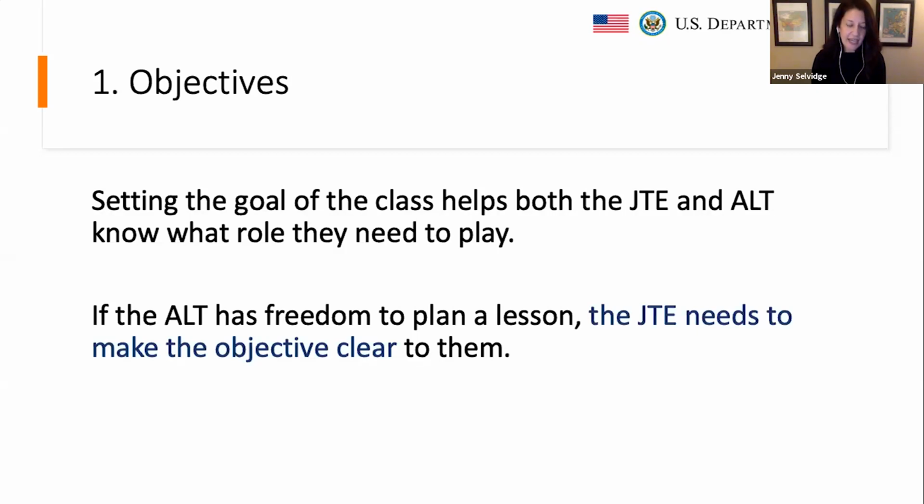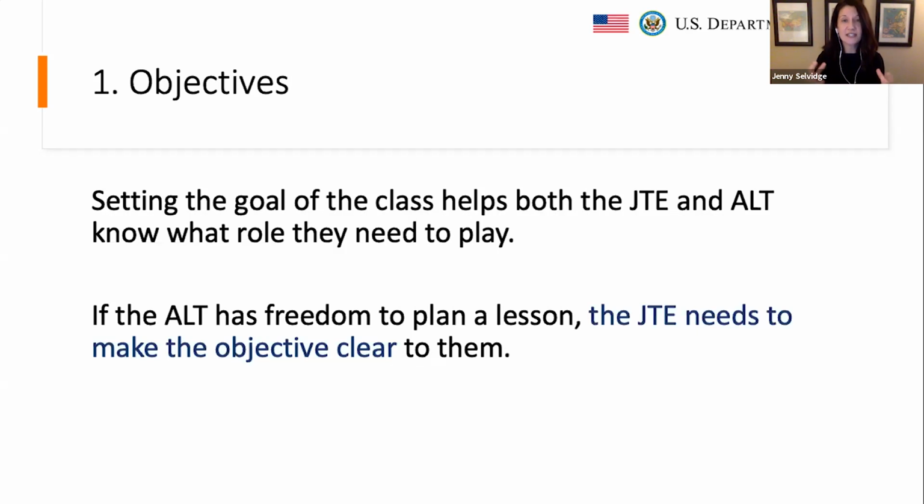Sometimes I would see ALTs with complete freedom to plan a lesson and to teach the lesson, and that's great if that's what you want to do. But when I would talk to the ALT, I asked, what was your objective? That was always the question I asked them anytime I went to a class, and they could never really tell me. So the JTE needs to make that clear for them so that they're not just planning some nice activities, that they're going in a direction.